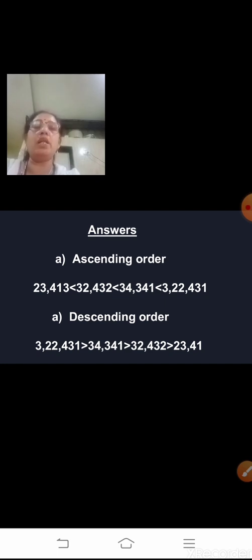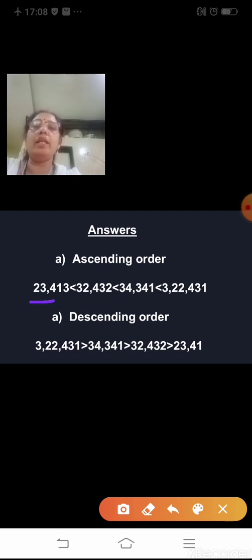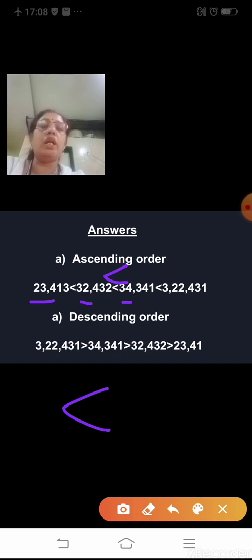Now since we are arranging the numbers in ascending order from small number to big number, just see here how you will put the sign. 23,000 is smaller than 32,000, so you will put a smaller sign like this. Now 32,000 is smaller than 34,000. Now 34,000 is smaller than 3,22,431, so you will put a smaller sign. Okay, how to write using a symbol? Using symbols like the lesser sign.